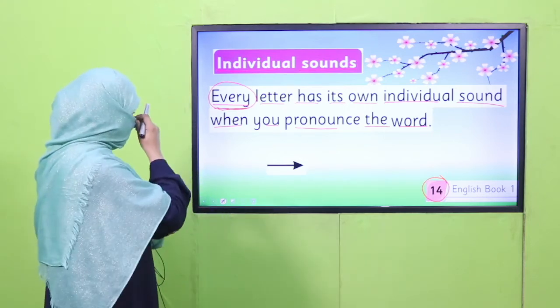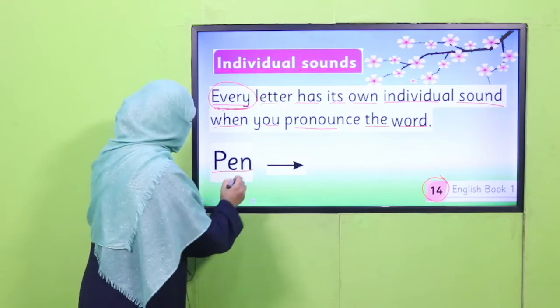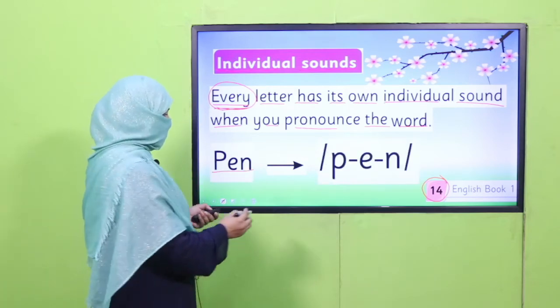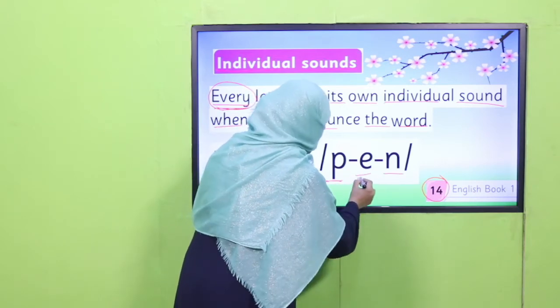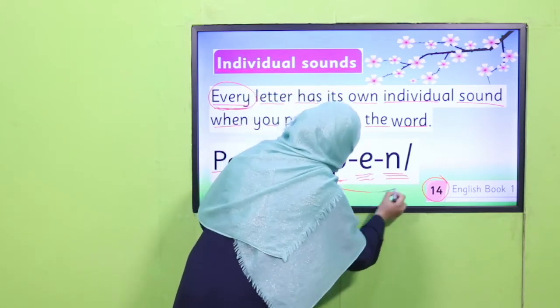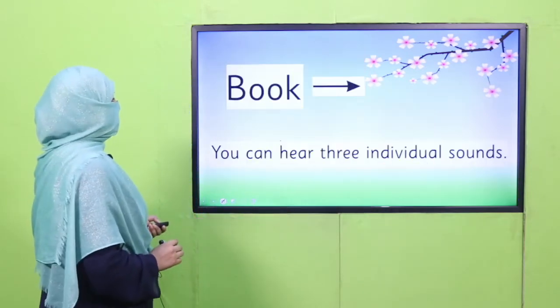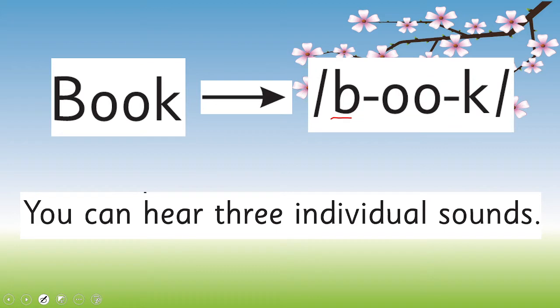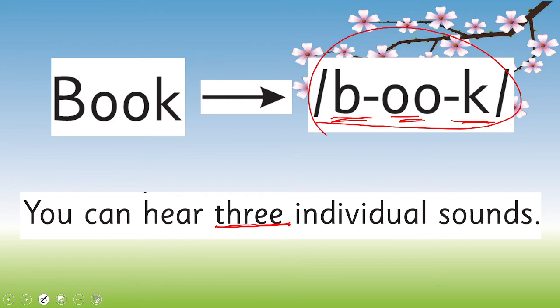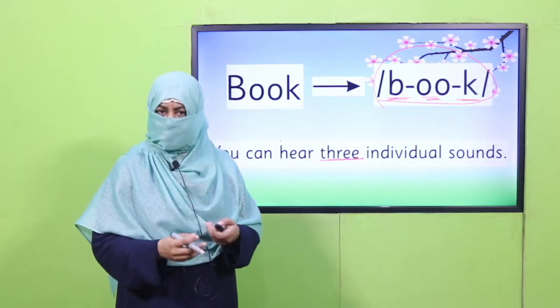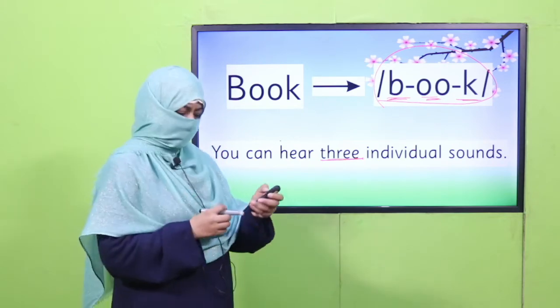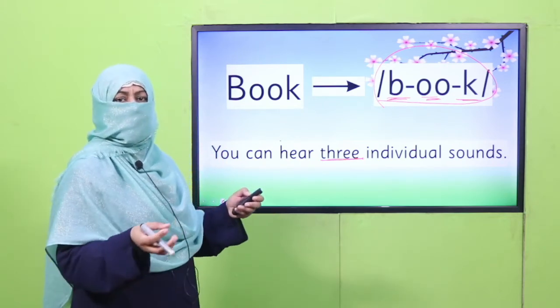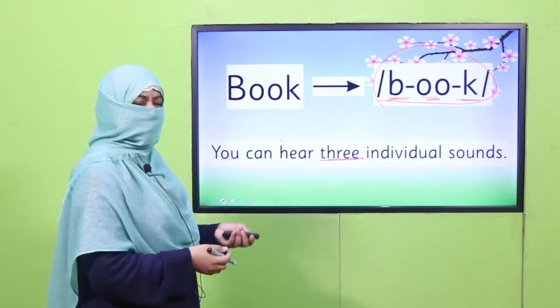The example in your book is pen. What do you hear? P, E, N. It becomes pen. The next example is book. There are three individual sounds. You are hearing three individual sounds to make this one word. Do you understand? This is how we practice, we make words from letters. Further, we learn to join words to make a sentence, and this is how the process goes on.